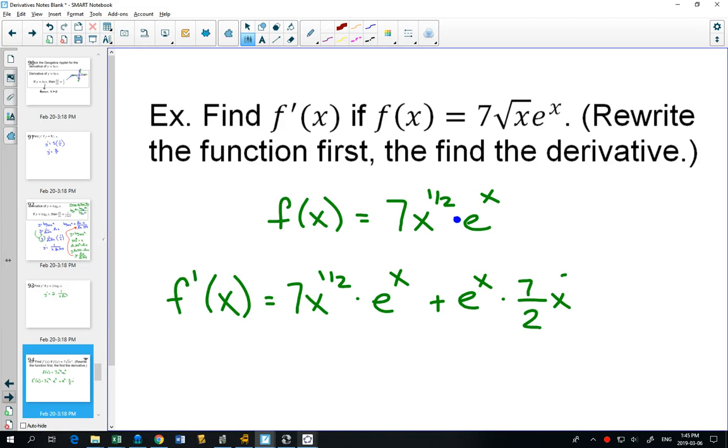Half comes out in front, subtract 1 from the exponent. Done. And of course, this one would look something completely different in your answer key because they would change this to a square root on the bottom. They would factor out the e to the x. They would get a common denominator. So make sure you keep practicing that every time you do a question.